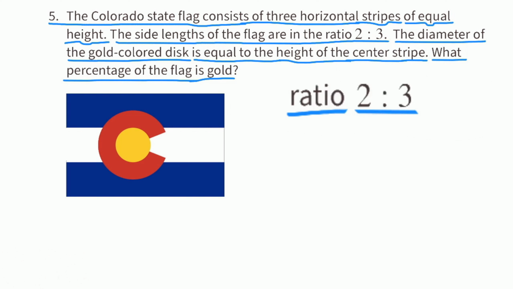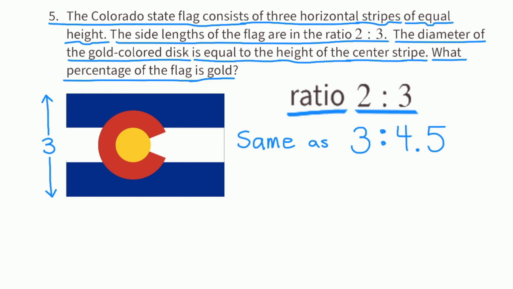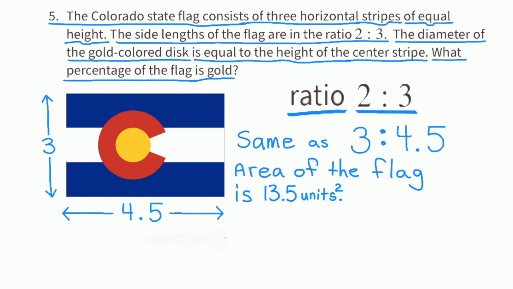The information tells us that the side lengths of the flag are in the ratio 2:3, which is the same as 3 to 4.5, which means I can use the height as 3 units and the width as 4.5 units. This will help me find the area. 3 times 4.5. The area of the flag is 13.5 units squared. The information tells us that the gold-colored disc is equal to the height of the center stripe, and we know that the center stripe is 1 unit tall.